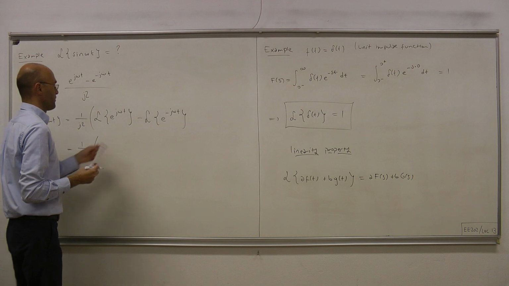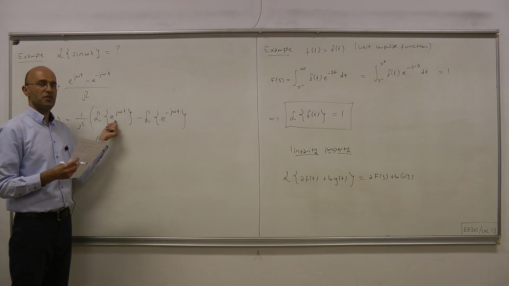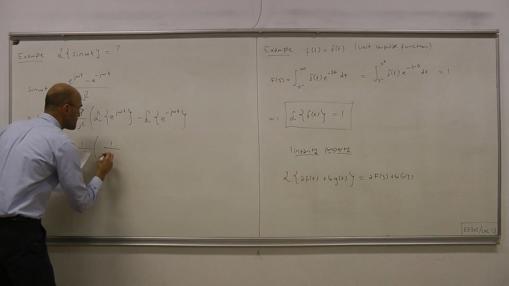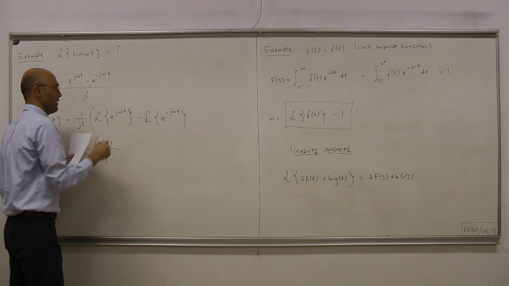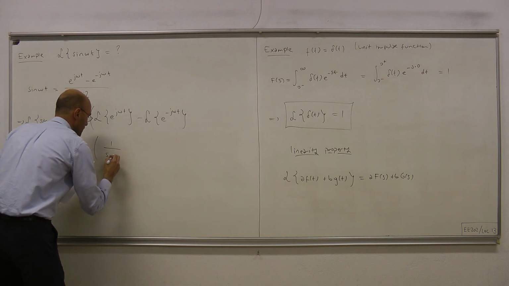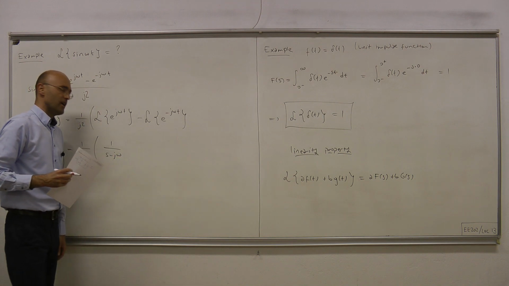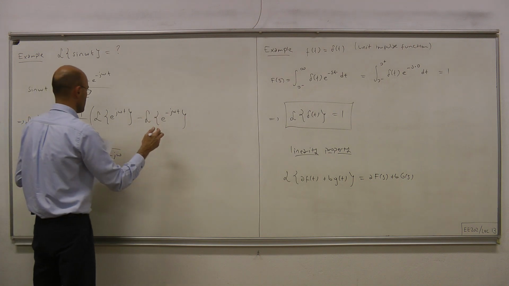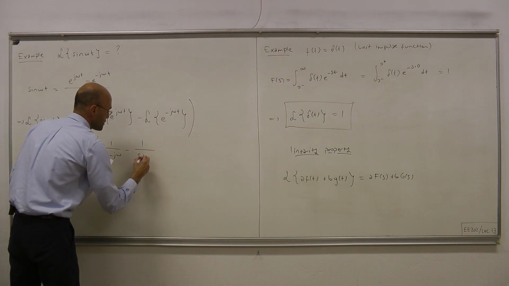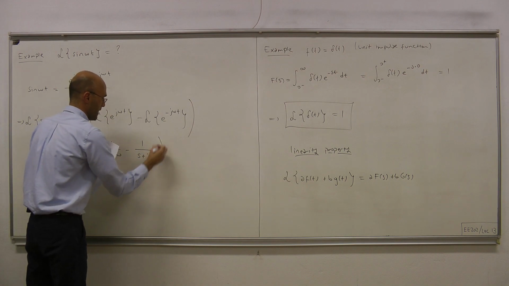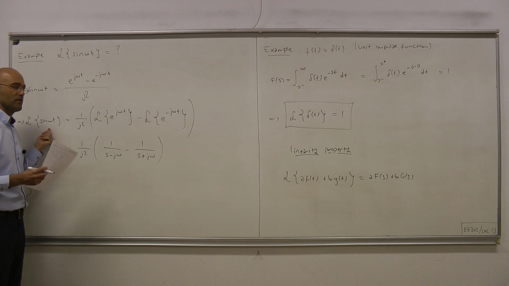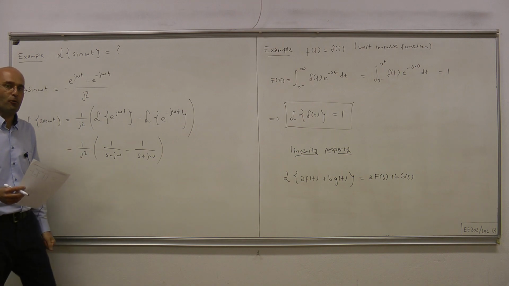Okay, the Laplace transform of this we just obtained: with alpha, it's 1 over s minus alpha. Therefore, it's 1 over s minus j omega. And then the Laplace transform of this one is 1 over s plus j omega. Therefore, this whole thing should be the Laplace transform of sine omega t.